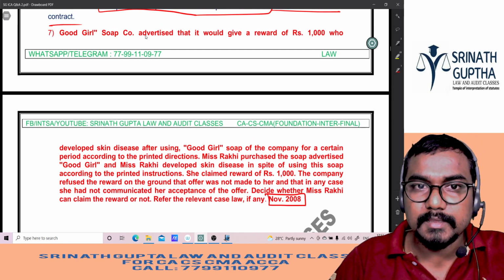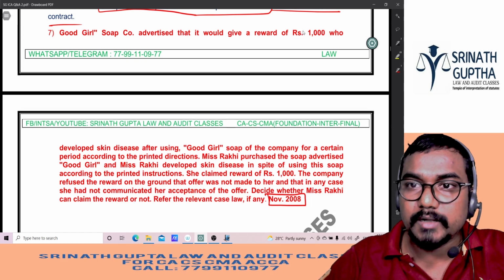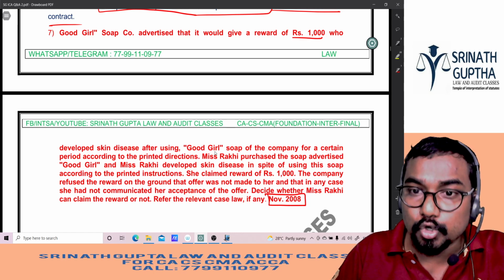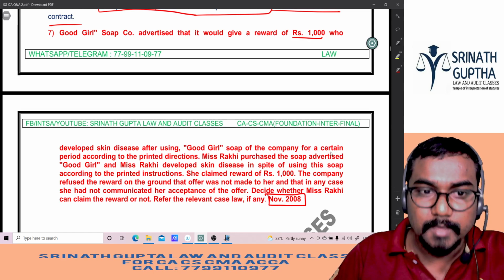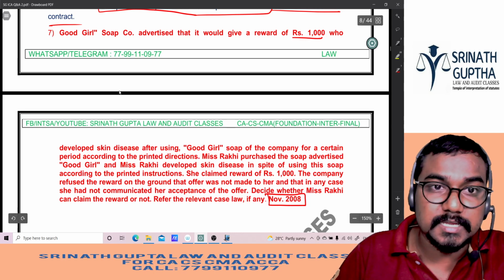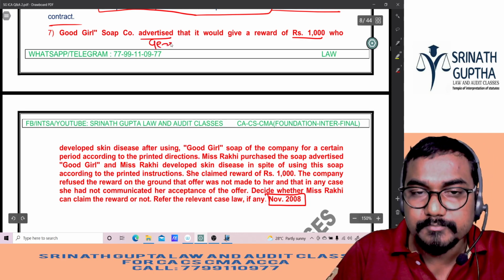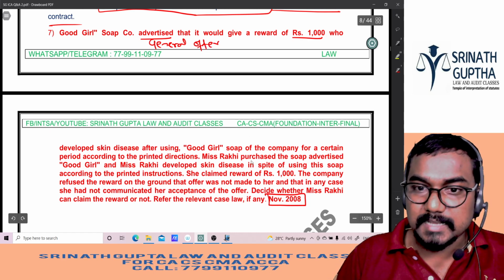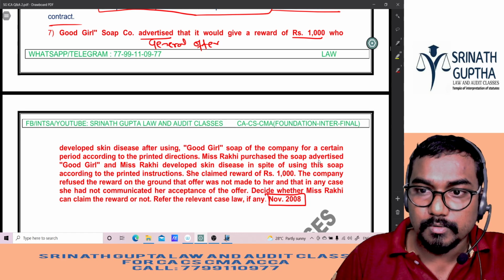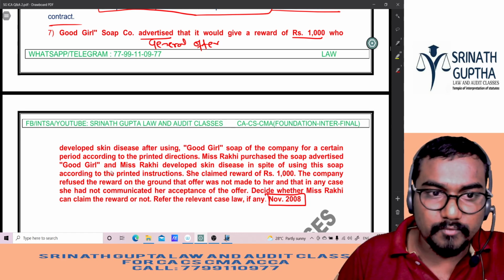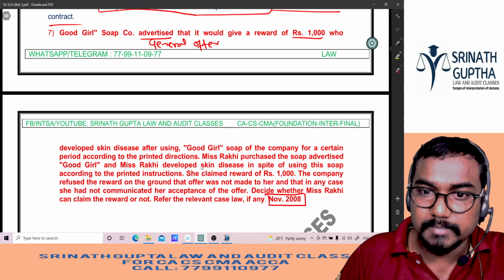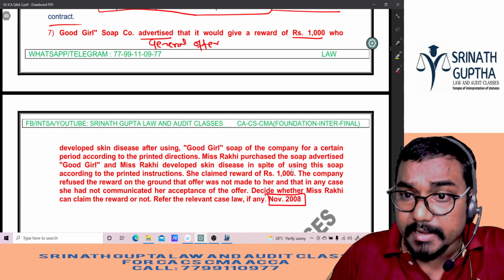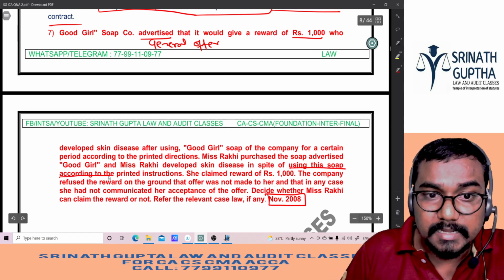Good Girl Soap Company advertised that it would give a reward of 1000 to anyone who developed skin diseases after using Good Girl Soap of the company for a certain period as per the printed directions. It is a general offer. Which offer, beta? General offer. Advertisement is the general offer. Miss Raki purchased the soap advertised in Good Girl. Miss Raki developed a skin disease in spite of using the soap as per the printed instructions.